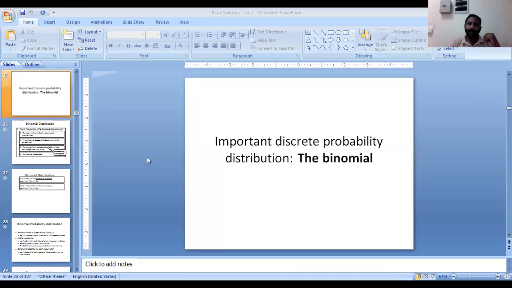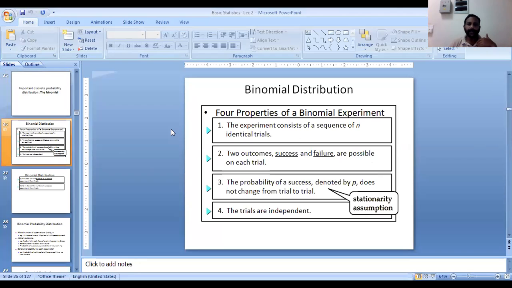What is this binomial distribution? Binomial means there will be two results, success or failure. There are some properties of this binomial distribution that we went through. The probability ranges from 0 to 1. There are only two outcomes, either success or failure.